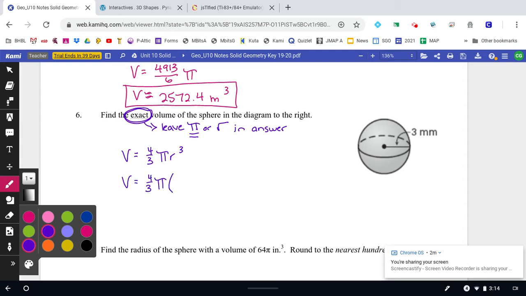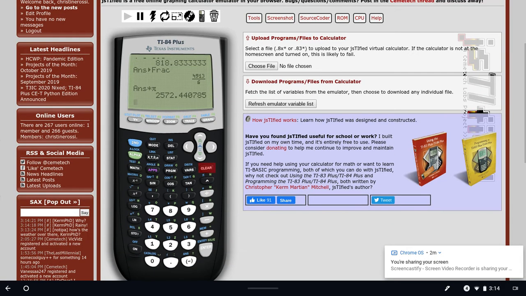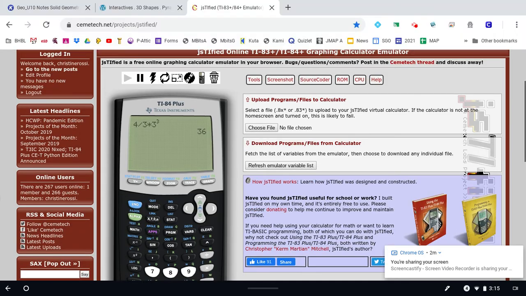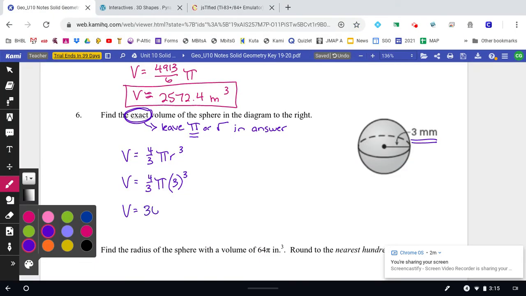4/3 times pi. Now my radius this case is 3. So 3 to the third. Now when it says exact volume, it actually makes the problem easier because now all I have to do is multiply 4/3 times 3 to the third. I get 36. So now my answer is 36 pi. This is millimeters cubed.